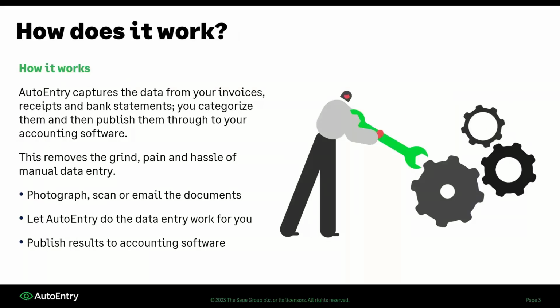How does it work then? Essentially AutoEntry captures the data from your invoices, receipts and statements. You categorize those and you publish results through to your accounting software package. That removes all the general grind, pain, hassle and misery of manual data entry work. Quick recap, a little cheat sheet for what you're doing: you're going to photograph, scan or email the documents in to us. You're going to sit back and let us do the hard, laborious manual data entry work for you. You're then going to publish results through into your accounting software package.